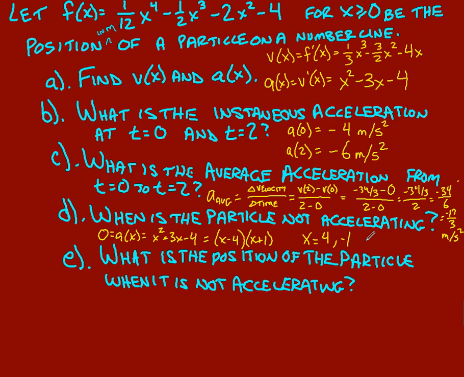But something to keep in mind. Take a look. What was our original domain? We only wanted time being positive. So this x equals negative 1, we don't even look at it. We just completely ignore it. So the only time when it's not accelerating is when x equals 4.